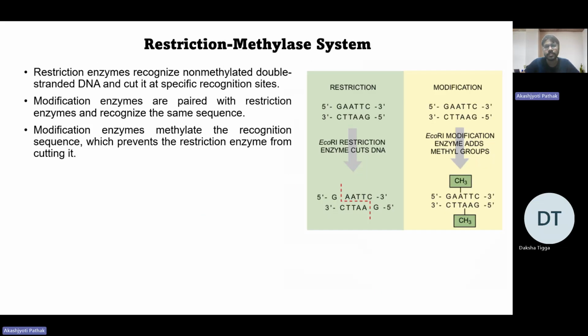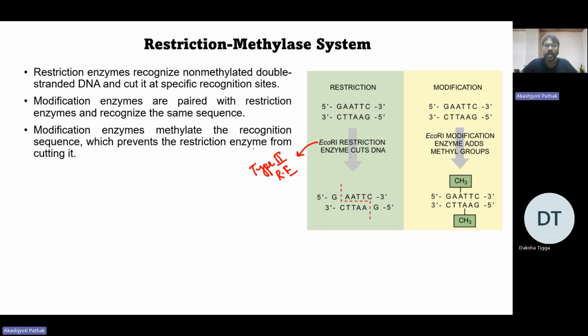Now we will learn about the restriction methylase system. This was explained in detail in the first lecture of this week 4. You can see here the EcoR1 enzyme, and this is the restriction recognition sequence of EcoR1, GAATTC. We will learn about the different types of restriction enzymes, but for now, just remember that EcoR1 is an example of a type 2 restriction enzyme.